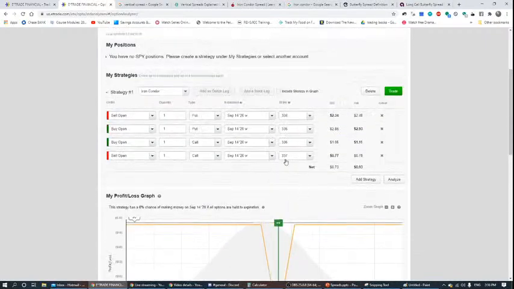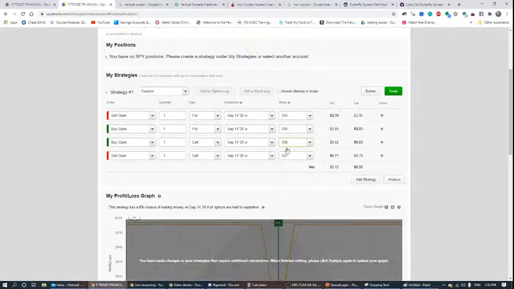So let's see. If I did like 320, let's see, I'm going to do 341, and then I'm going to do 342 if I did that, and then if I did 330 and 331. So the net credit you get is between 12 and 24, basically.